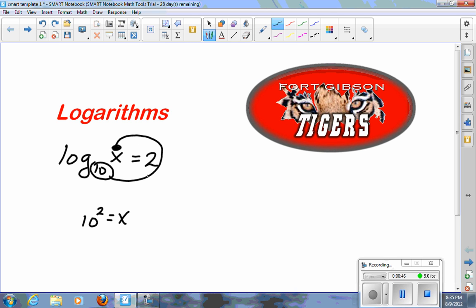And once you have this little circle down, these problems become much easier. Most everybody out there knows that 10 to the second, or 10 times 10, is 100. So logarithms are just exponent problems. Do this little circle trick, and that helps out. On most of your log problems, that little circle will save your life.